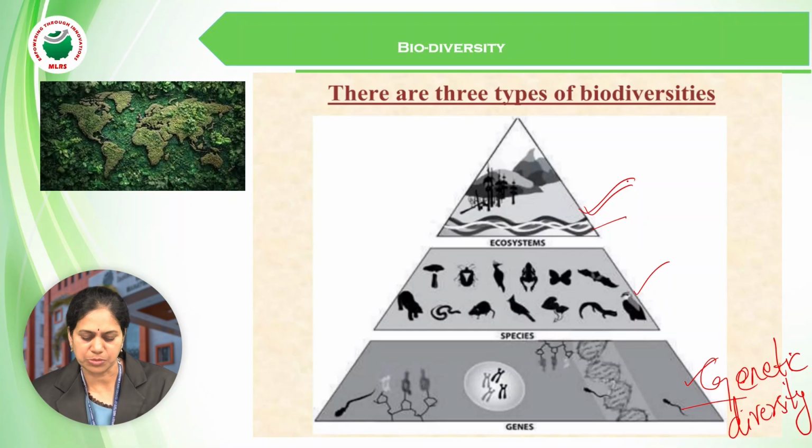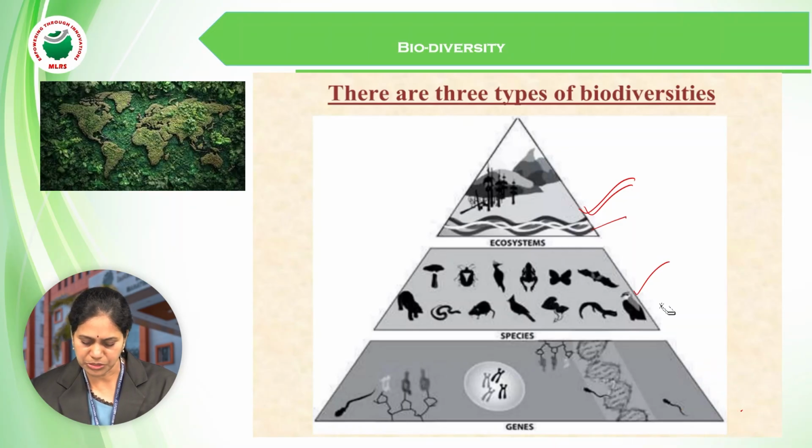Then ecosystem diversity. Ecosystem diversity is also a level of biodiversity, where there are different ecosystems. There are oceans, there are the driest deserts, there are the depths of the oceans. Even in the deepest part of the oceans, there is life. Maybe it is scanty, but there is life. Even in the hot deserts, there is life. So these are the levels of biodiversity: genetic diversity, species diversity, and ecosystem diversity.